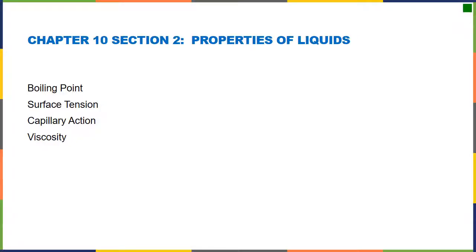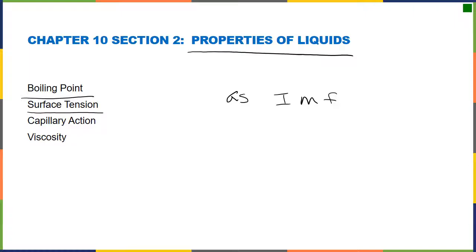So we've talked about intermolecular forces, and we know that as the intermolecular forces go up, the properties of our liquids are going to increase as well. In particular, we're going to look at our boiling points, surface tension, capillary action, and viscosity. So make sure we understand our intermolecular forces.